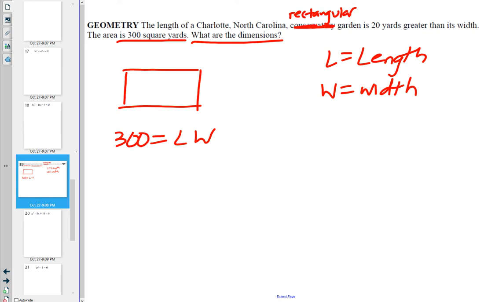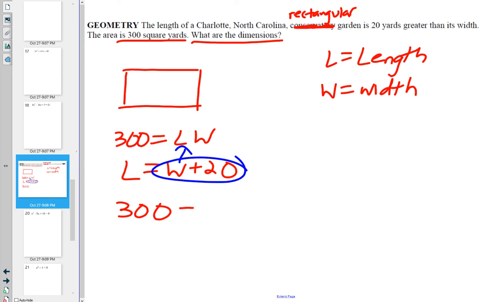They give me the area, and they tell me the area is 300. So 300 equals length times width. They also give me an extra equation that says that the length is 20 yards greater than the width. So length is the width plus 20. Notice how I have two unknowns. I wrote two equations, so this is like a system. If this were a system a week ago where you took a test, how would you solve that system? Substitution. 300 is equal to W times W plus 20. I'm down to one variable, so let's solve.